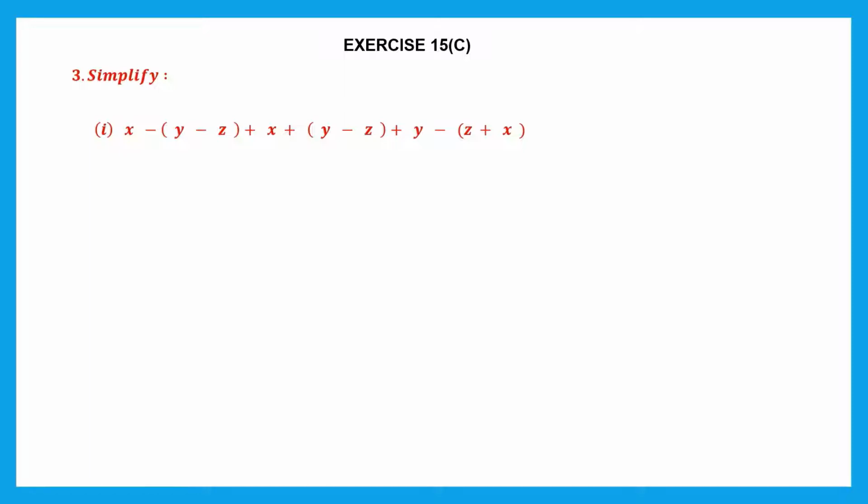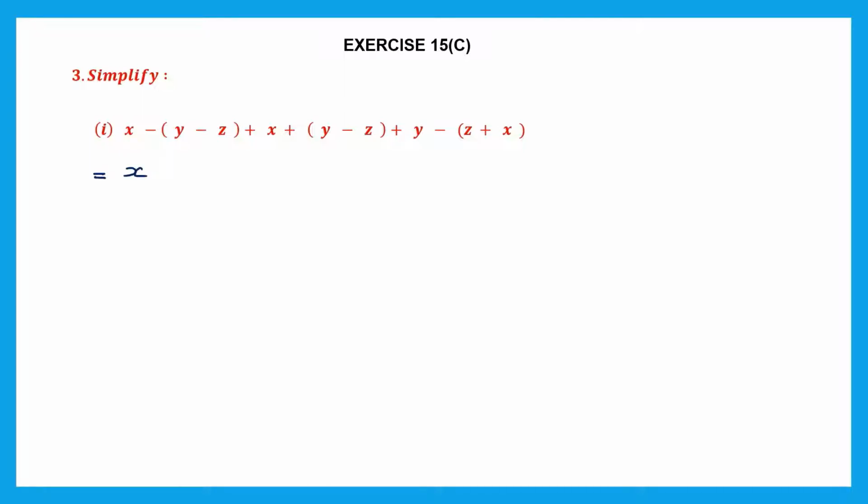Simplify. So for the first question here is x minus, in brackets we have y minus z, plus x plus, again in brackets y minus z, plus y minus, in brackets z plus x. So we're going to remove brackets. So let's start by writing x.